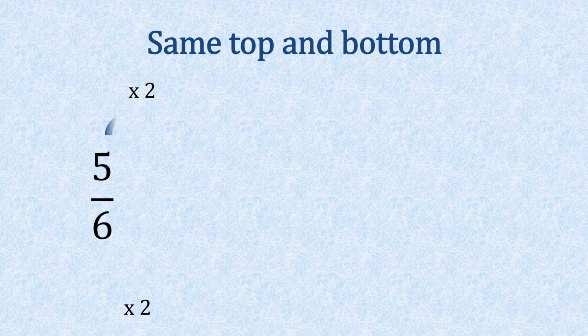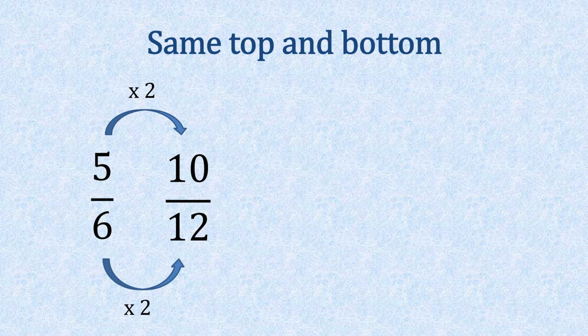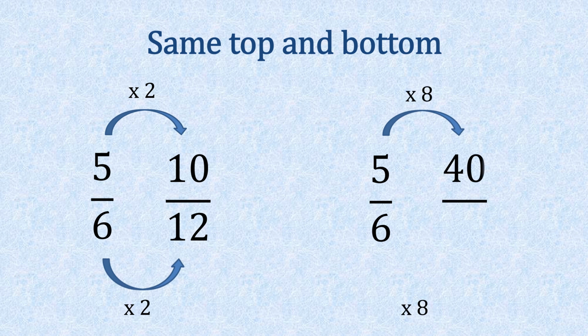So if we've got 5/6 and we're going to times that both by 2, that gives us 10 at the top and 12 at the bottom. So 10/12 is an equivalent fraction. So let's have 5/6 again, and if we times the 5 by 8, gives us 40. We times the 6 by 8 gives us 48, and there's another equivalent fraction.